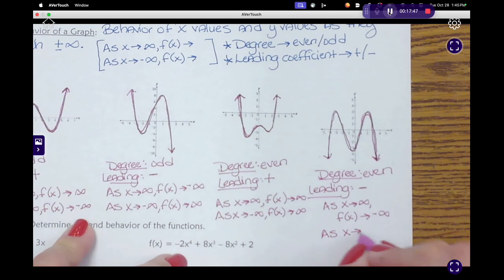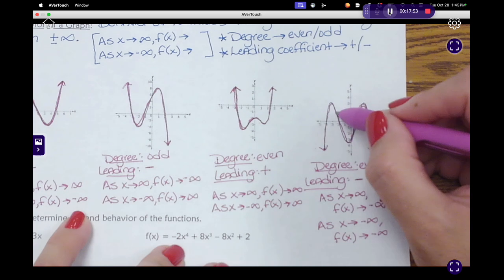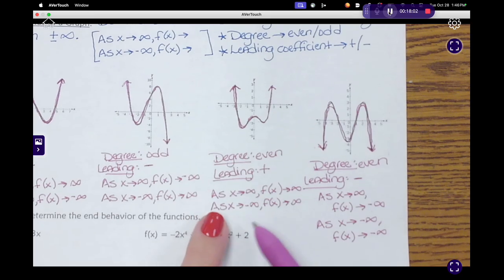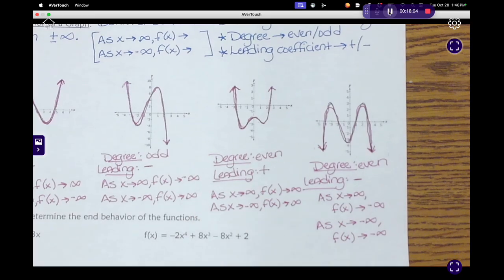So as x is approaching negative infinity, your f of x is also approaching negative infinity. So on both sides, they're going down. This is what it means when it asks for the end behavior. You're looking at, as your x is approaching positive and negative infinity, what are your y values doing?